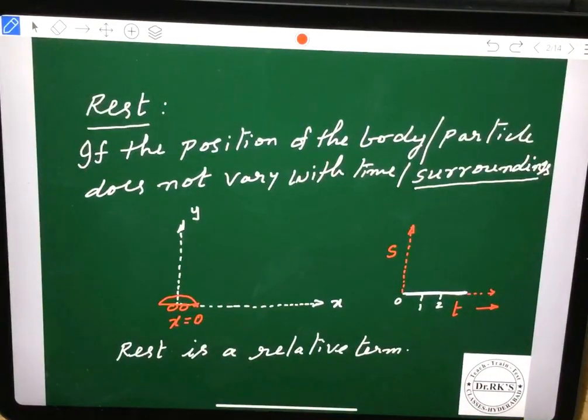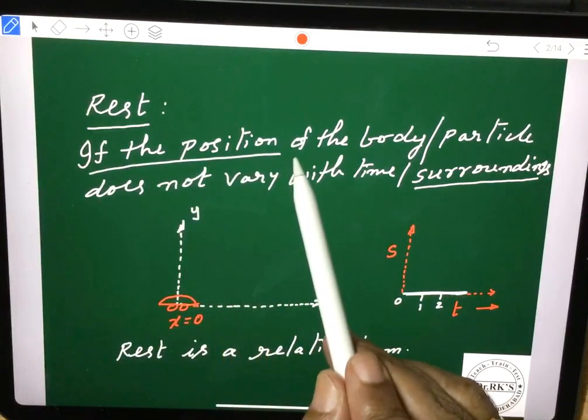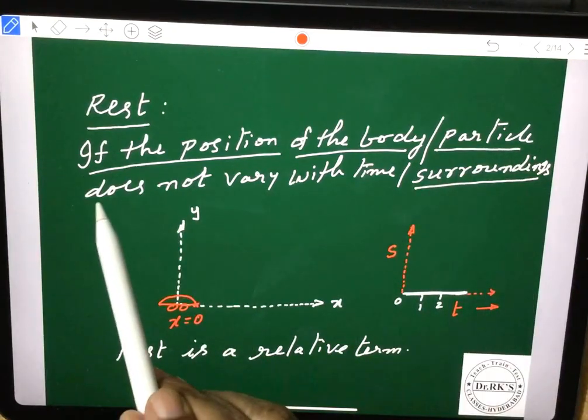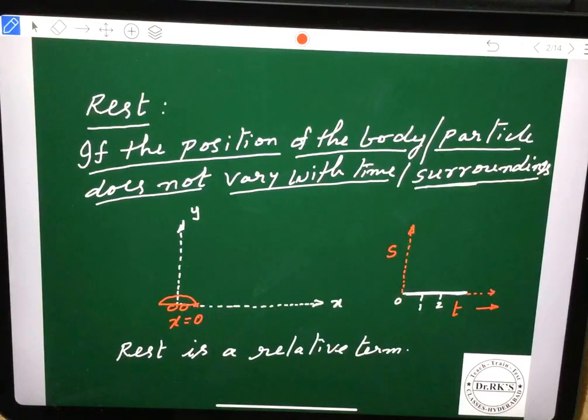So first, rest. If the position of the body or particle does not vary with respect to time or surroundings, we say the object is at rest. So let us say at t equal to 0, the object is at x equal to 0. Even after some time t, it is at the same position, we say the object is at rest. So rest is a relative term.